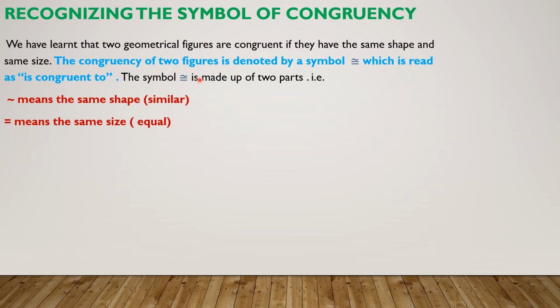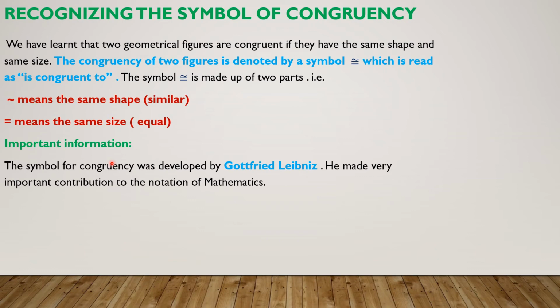Got it, students? The congruency symbol is made up of two parts. The first part is called similar and the second part is called equal. Similar shape and equal size. Both together make two figures congruent. Important information: the symbol for congruency was developed by Gottfried Leibniz. He made a very important contribution to the notation of mathematics.